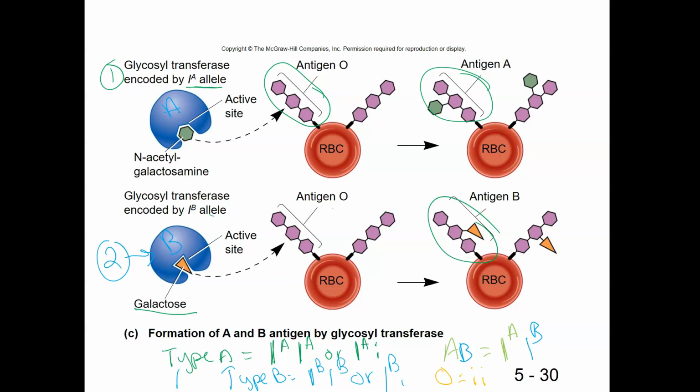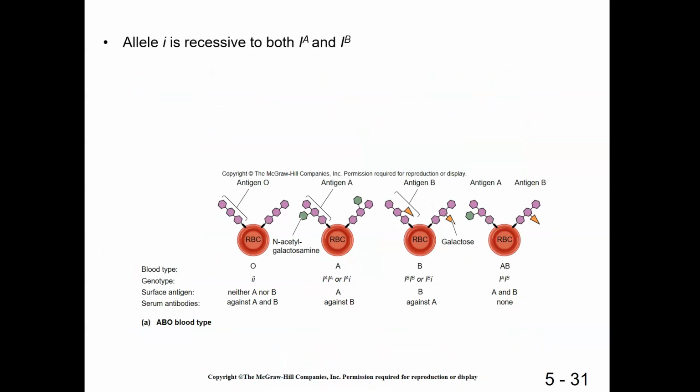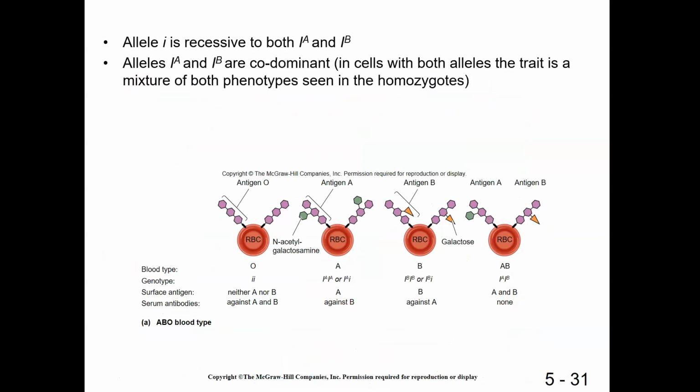There's no dominance here. A is not dominant over B. B is not dominant over A. You have a situation where only the little i is recessive because no enzyme is made. i is recessive to A and B, all right? But A and B are not dominant over each other, so we call that codominant, all right? So in cells that have both alleles, you'll have a mixture of phenotypes. Here is A and B.